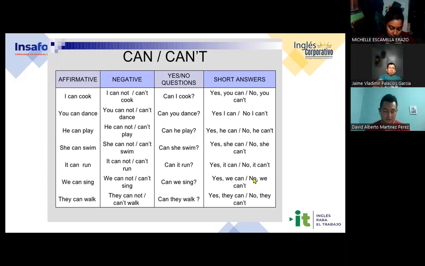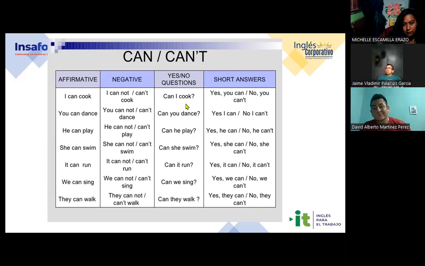David, ready? Okay, David. Can you dance, David? ¿Puede bailar? Yes, I can. No, no puede. No puede bailar, lo vamos a poner a bailar para ver si es cierto que no puede. Ok, usted dice no, I can't. Ok, aquí están las respuestas. No I can't, porque no puede, ¿verdad? Entonces respondemos no I can't.